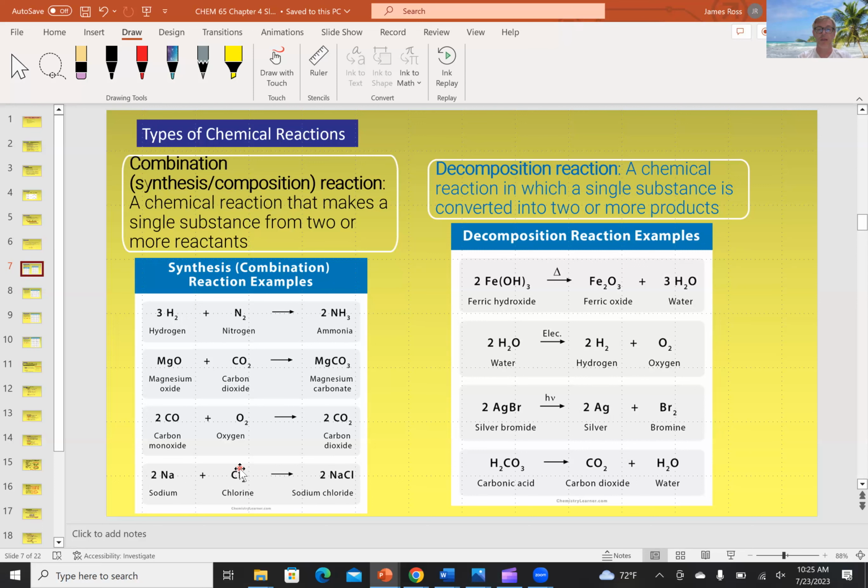Decomposition is the opposite of combination. So our reactants should be more complicated than the products. So for example, we have this iron 3 hydroxide species here. We heat it up and we make iron 3 oxide and water. We can take water and electrically decompose it to give its elements, hydrogen and oxygen. We can take silver bromide and add photons of light to make silver and bromine. And then finally, carbonic acid will decompose to give carbon dioxide and water. So again, these should look to you like the reverse of synthesis.